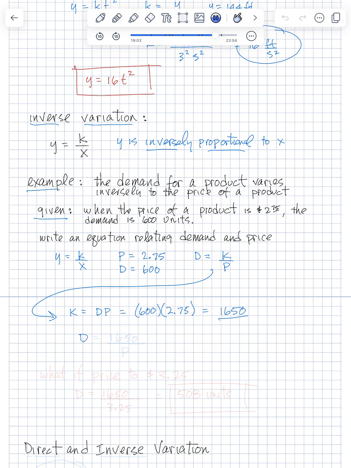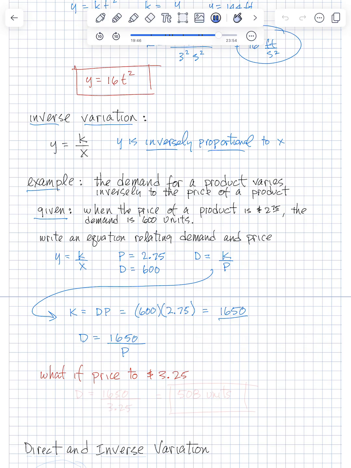So that gives us D is equal to 1650 over P. Now that we have this equation, we said, what if the price is $3.25? How many units are you going to sell? So we'll put that down. What if, make it in red, what if you raise the price to, say, $3.25? Well, you would expect that the demand would be less.